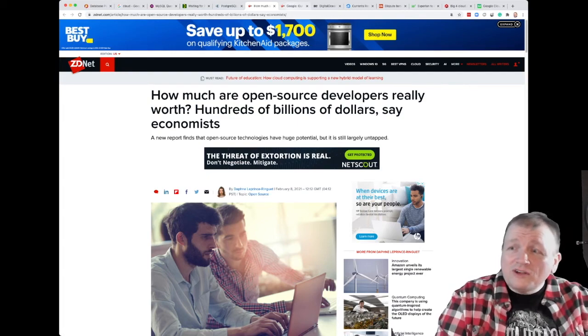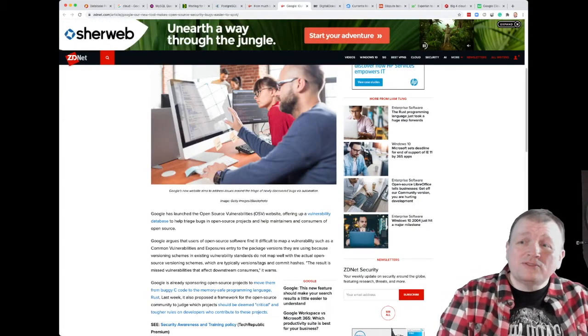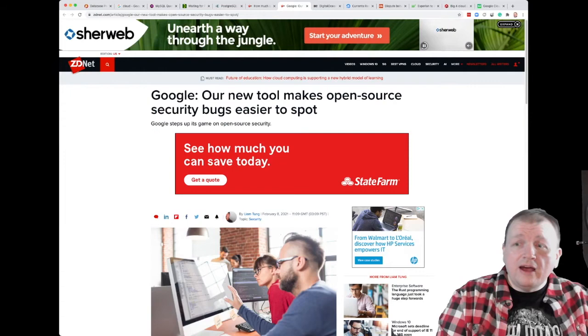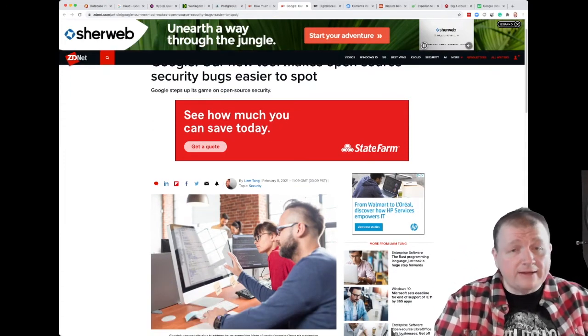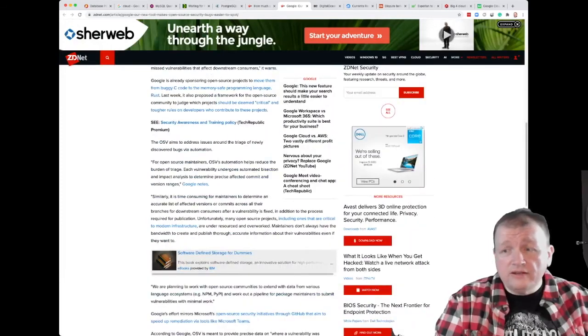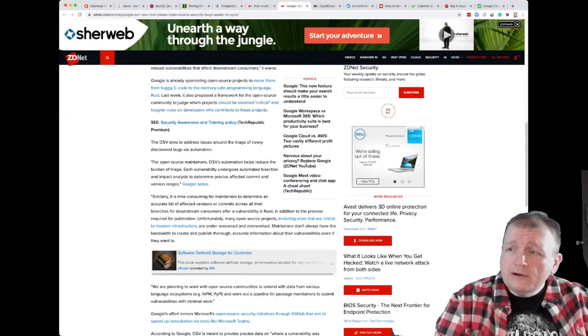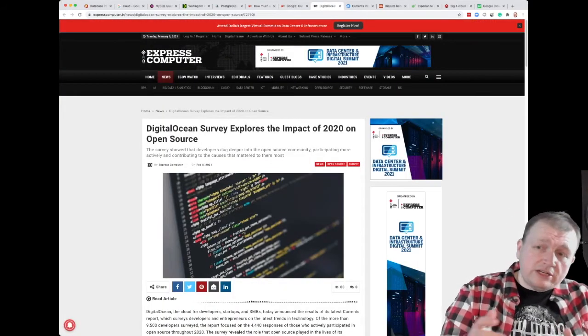Now, we've also got Google releasing a new cybersecurity tool, and it helps to identify security bugs. So if you're writing code, you want to run this tool. I haven't used it yet. It's something to look into. But it is something that they claim will help you identify security bugs before you go into production. So good on them.